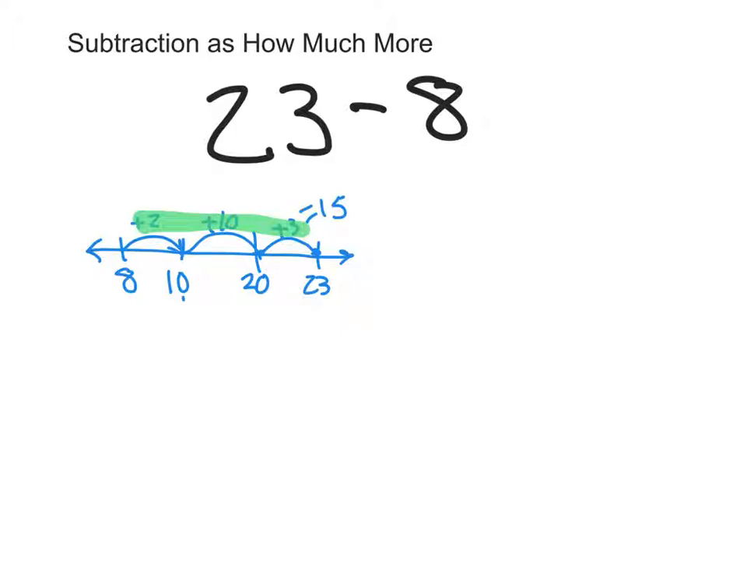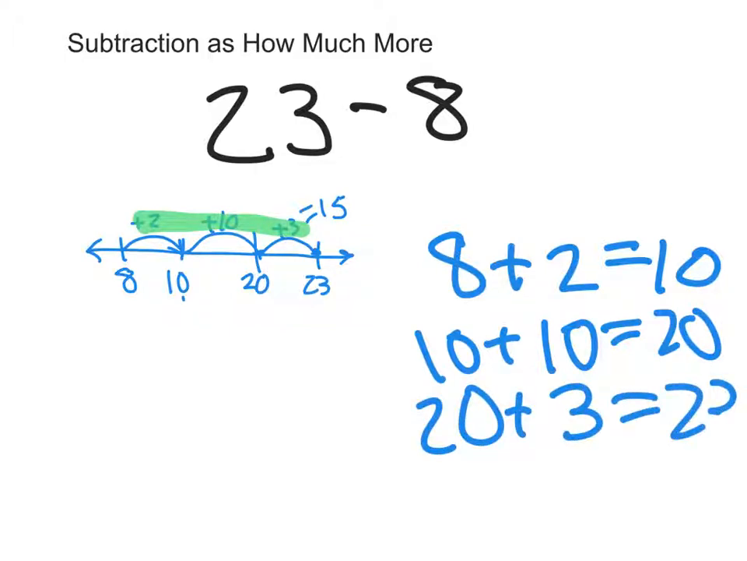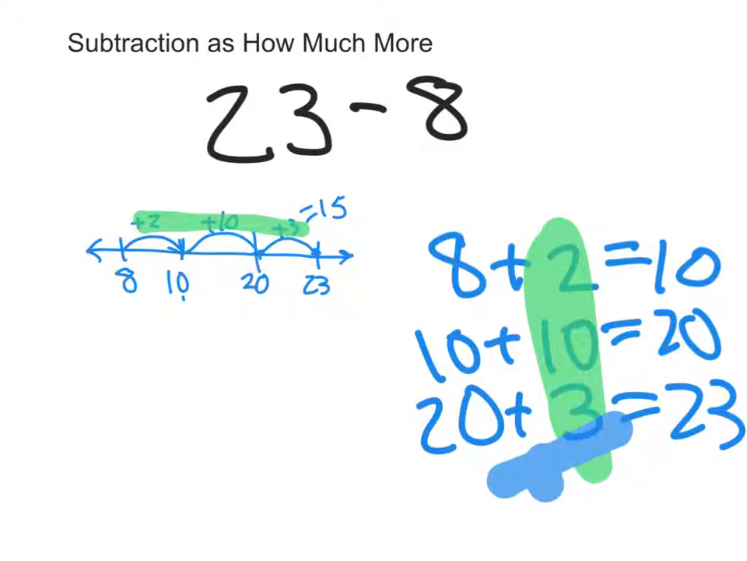I also wanted to show you how you could use symbols. So if you said, well, 8 plus 2 is 10, and then 10 plus 10 is 20, and then 20 plus 3 is 23, that would just be another way to do it. And again, you'd try to add up all of those to get your 15, to say that's my total that I added to 8 to get to 23.